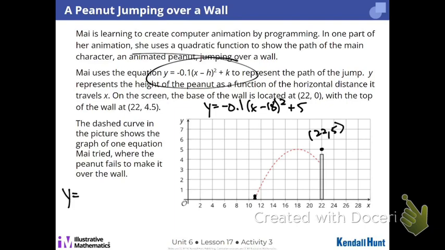So I was like, this would work. Same thing, but 4 more to the right would give me negative 0.1 (x minus 22) squared plus 5. 5's high. So that's one thing you could have done. That's what I saw. I said, I just shift the whole thing to the right, it'll clear it. All right, no more peanut butter.